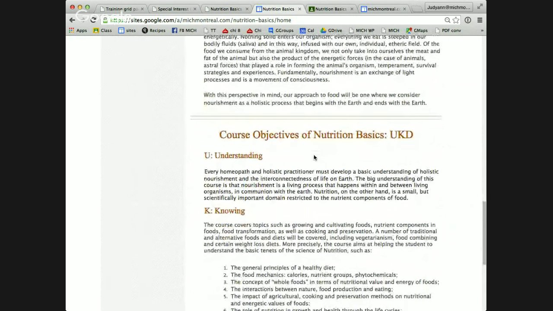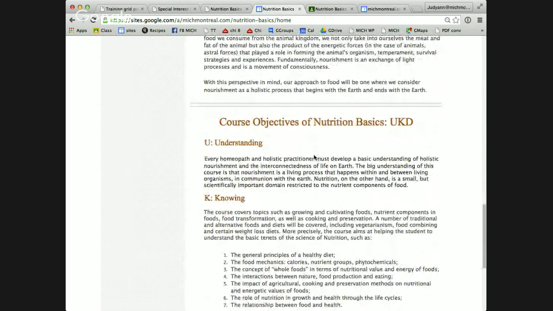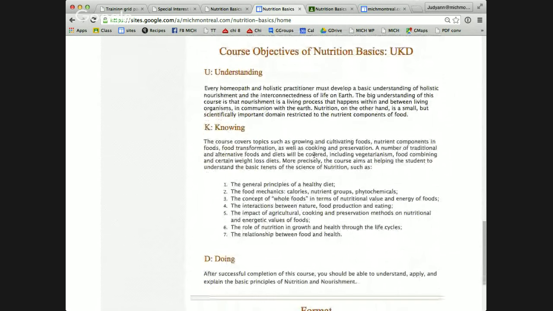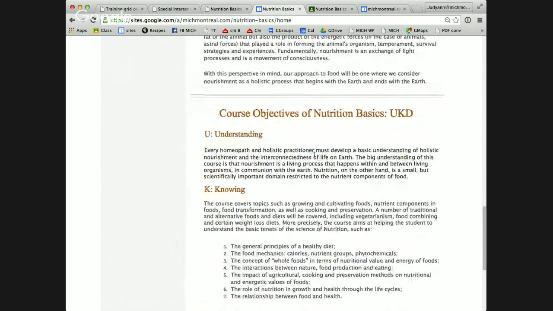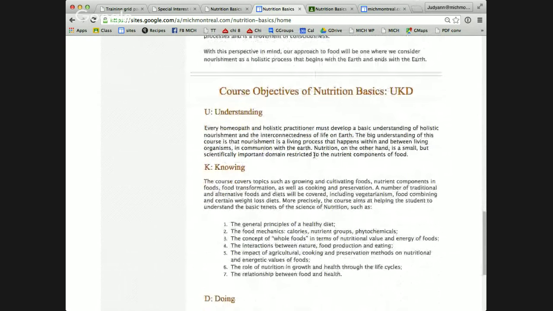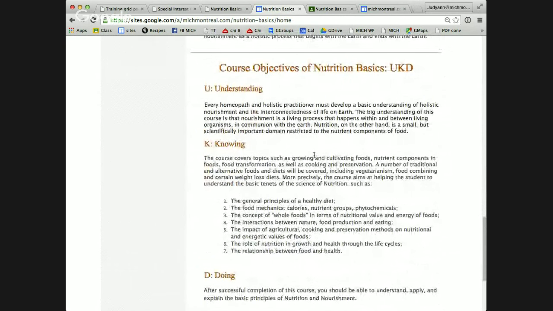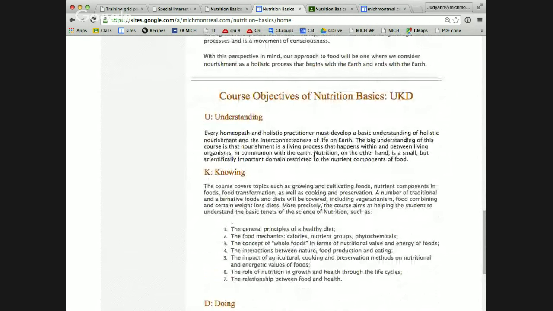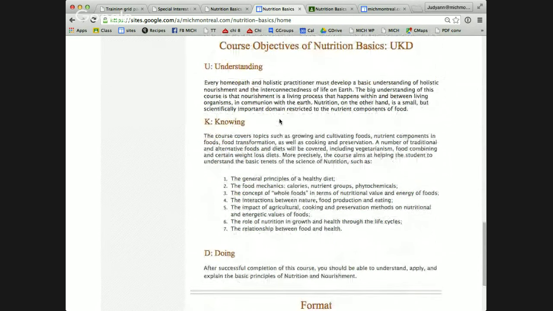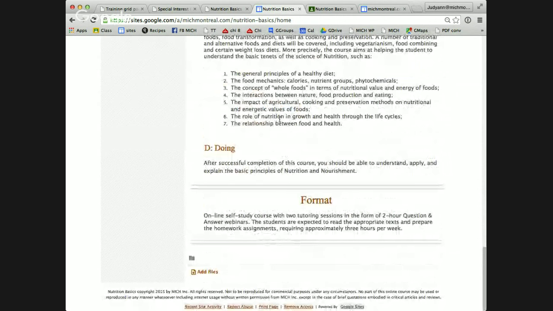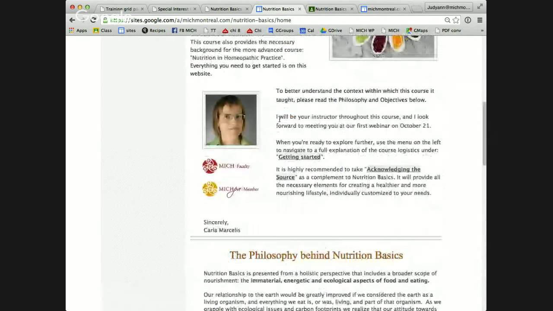Our course objectives help keep you focused, basically. There's understanding, knowing, and doing objectives. In other words, it's not just about doing nor information. The training at MICH is always within a bigger container of understanding, an understanding that is multidimensional and holistic. So you'll see these course objectives and unit objectives for every one of the units that you'll be looking at. Well, this is the introduction.